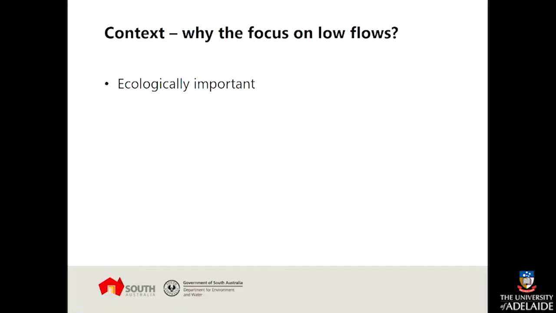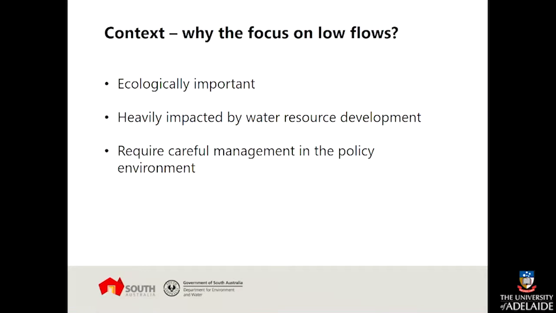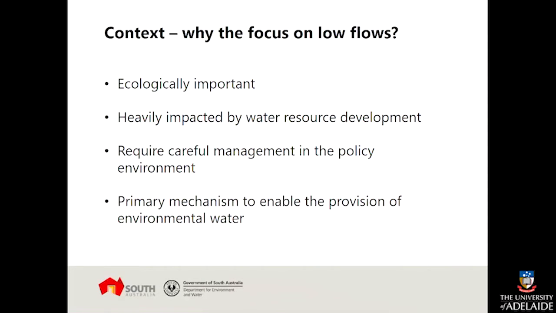So the issue is that these low flows are heavily impacted by water resource development, and there are more than 20,000 dams in the Mount Lofty Ranges. So we have to think very carefully about the policy context. How can we effectively implement a policy to provide low flows to these water-dependent ecosystems without adversely affecting the production of many of the enterprises in the Mount Lofty Ranges?